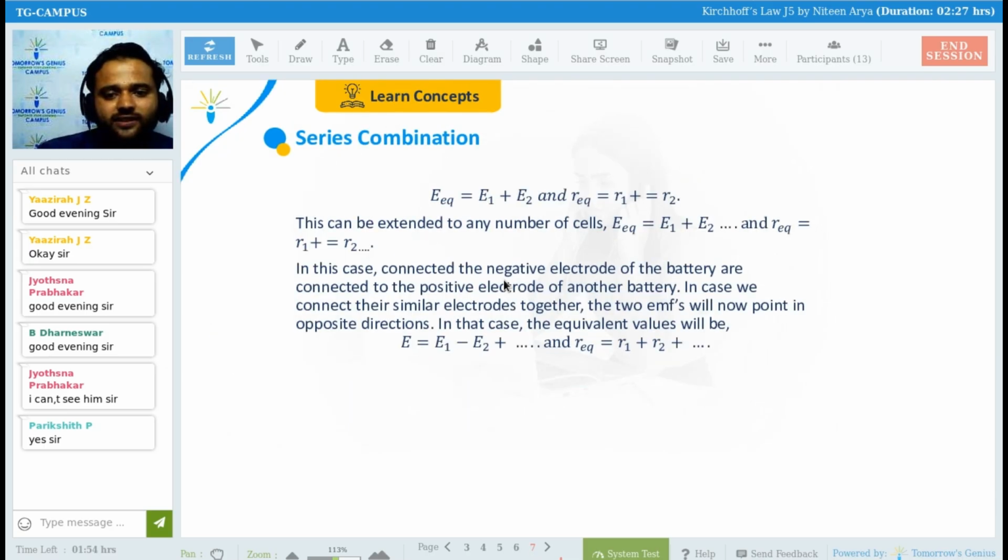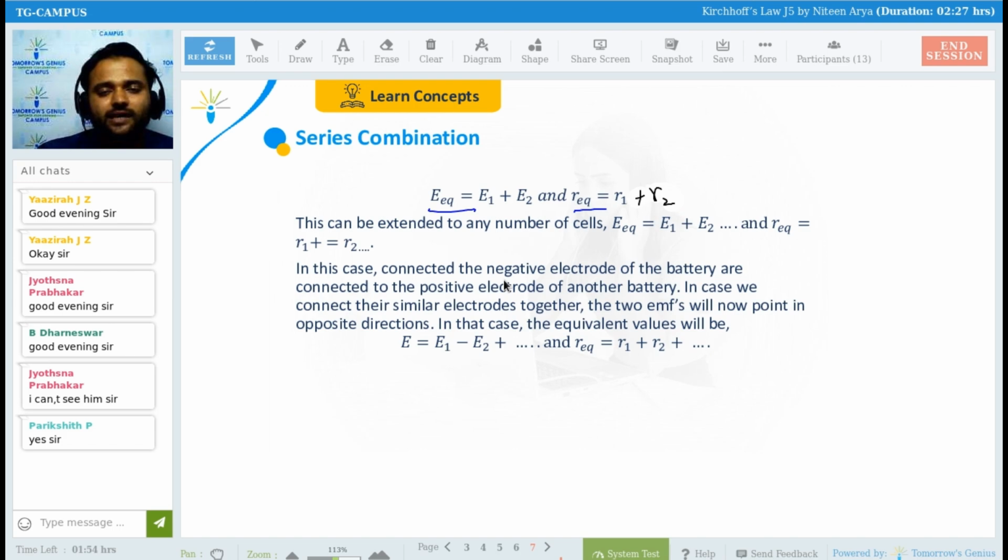Okay, so for a series combination, E equivalent is E1 plus E2 because we only connect 2 there, and R equivalent is R1 plus R2. This can be extended to any number of cells.